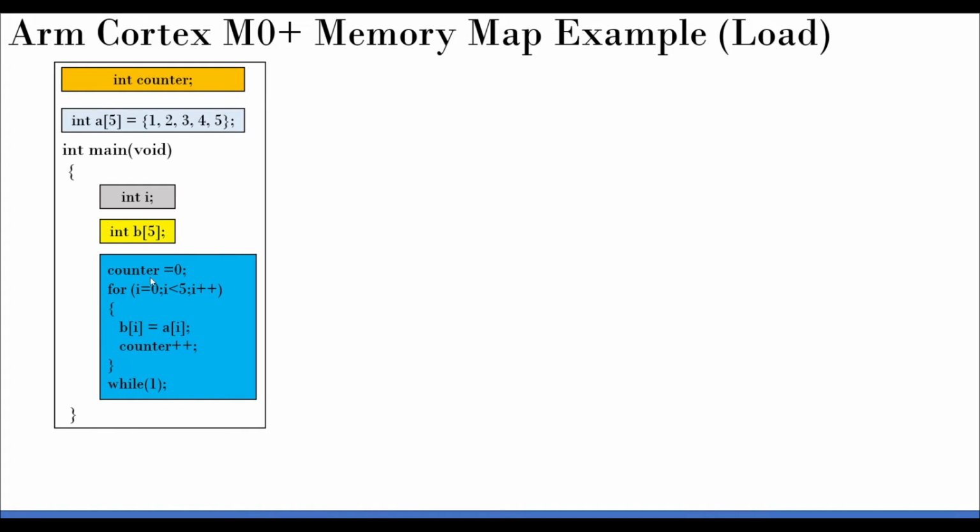Okay, and then of course we do this operation. The I has to be incremented, and then you store the value. You take one by one the values of A, and you increment that counter 5 times. Okay, so that's the idea.